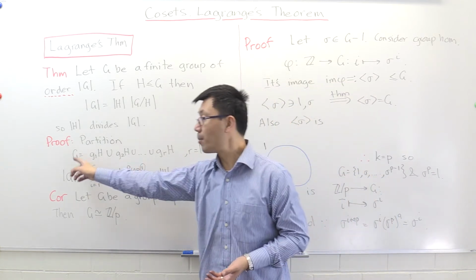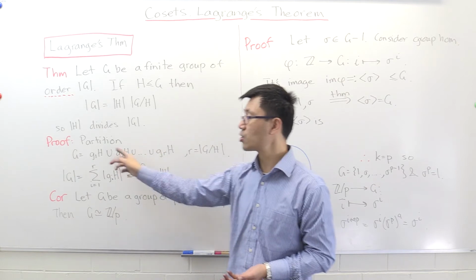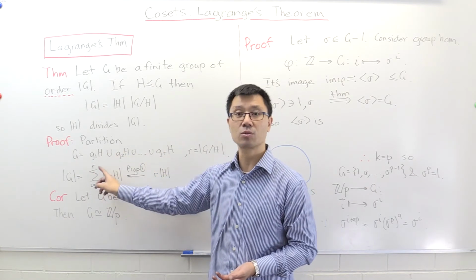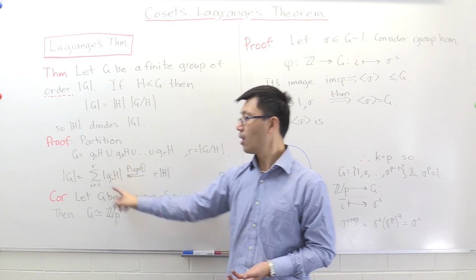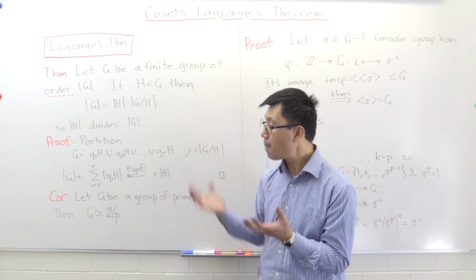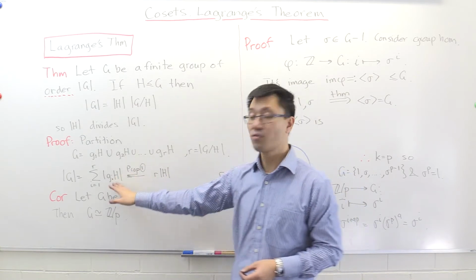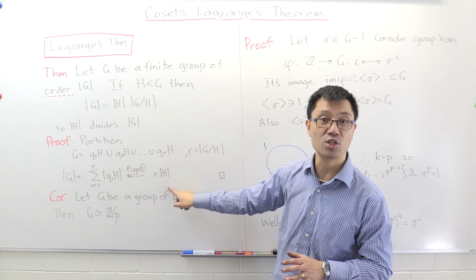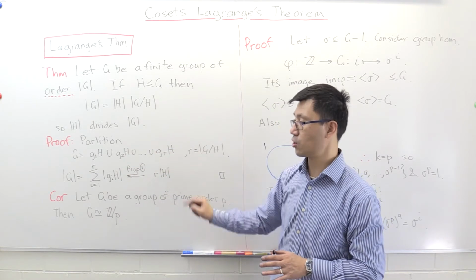So to count how many elements are inside G, we just need to sum up the elements in each of these. So we have the sum from i equals 1 up to r of the cardinalities of each of these cosets, giND giH. But remember, in that first proposition, each of these cosets has the same number of elements, the same as the number of elements in the group H itself, which is the coset 1H.